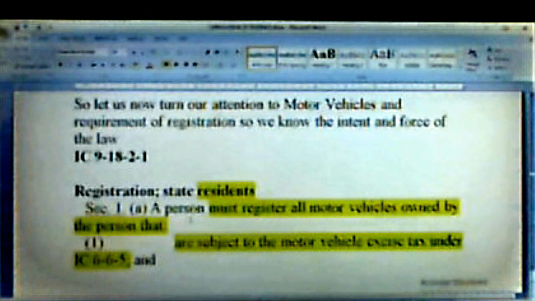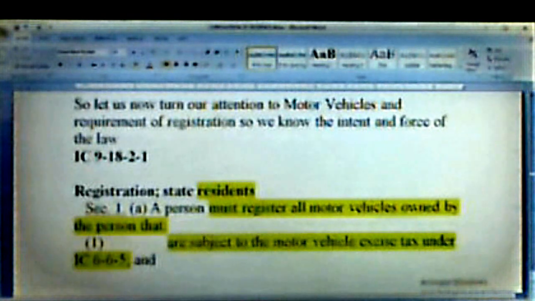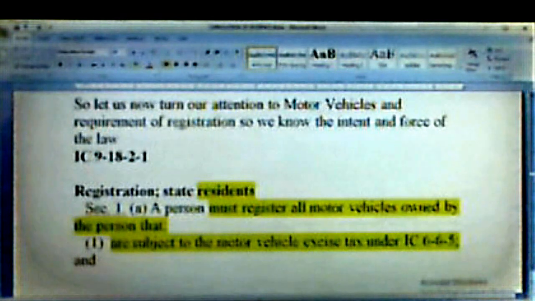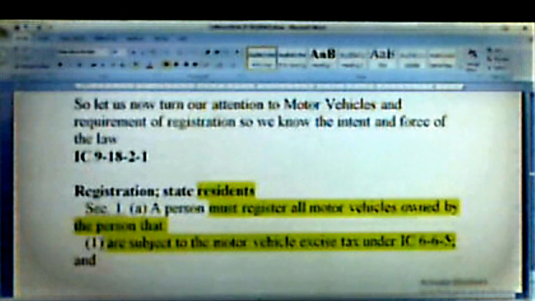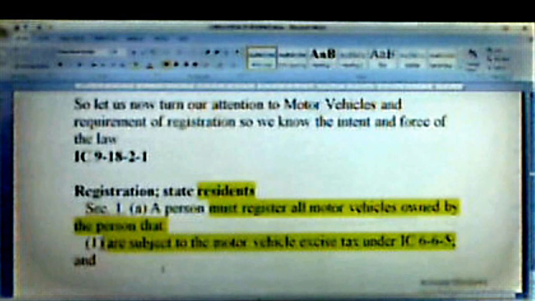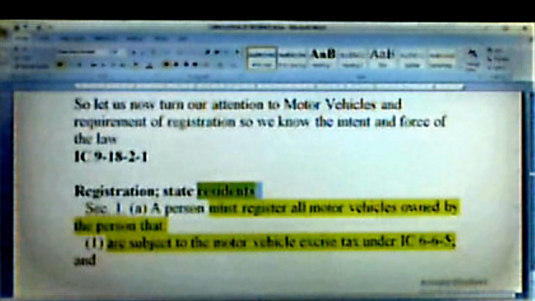One of the first things that we notice is what the requirements are for who's required to register. Right? And it says registration, state residence. Pay attention to this word residence, guys, because you're going to find out that you're not a resident either. Right? It says section 1, A.